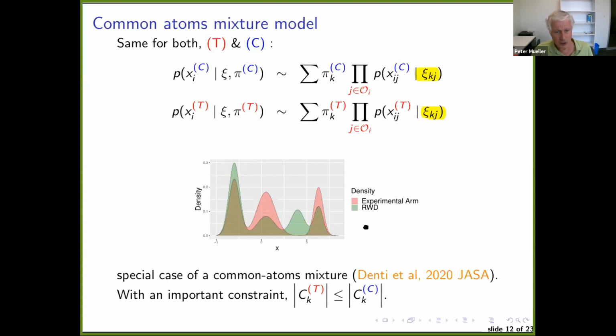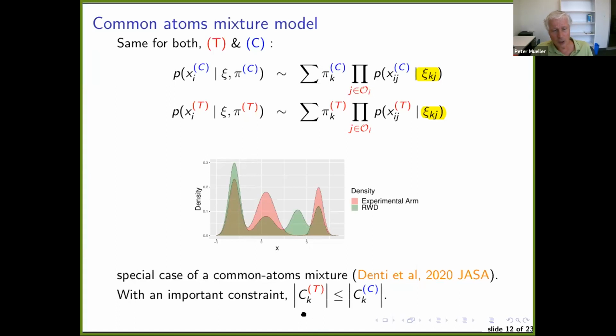Such common atoms mixture models pop up here and there in the literature. Most recently, there was a nice paper by Denti, Michele Guindani and others, 2020 JASA. It's a special case of their model. There's one tweak to that, and I'll not dwell on it, although it's actually important.